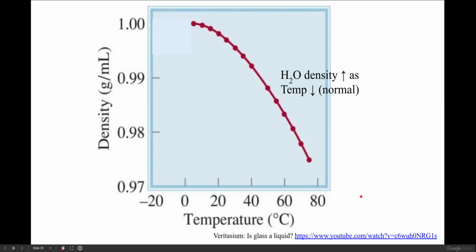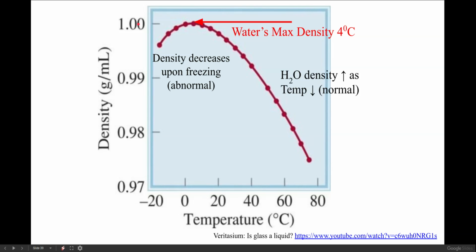Here's the graphical representation of that. So here's the normal thing. Most things, as the temperature drops, the density goes up, up, up. It's getting more and more and more dense. And for water, it tops out at 4 degrees Celsius. That's where it has a density of exactly 1 gram per milliliter. And then after this is where it's weird.